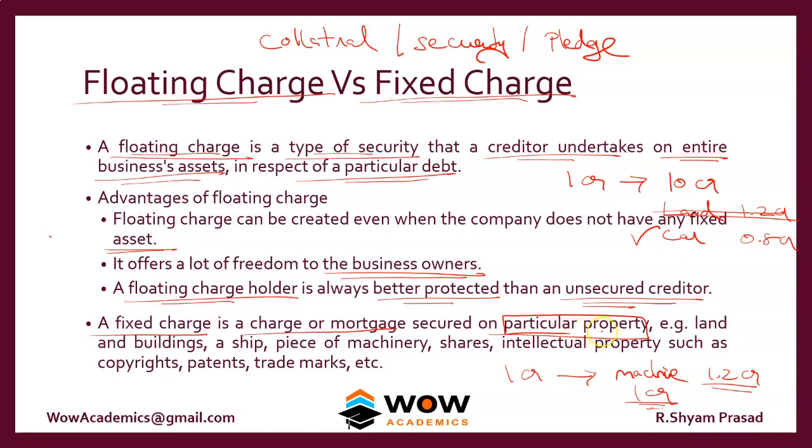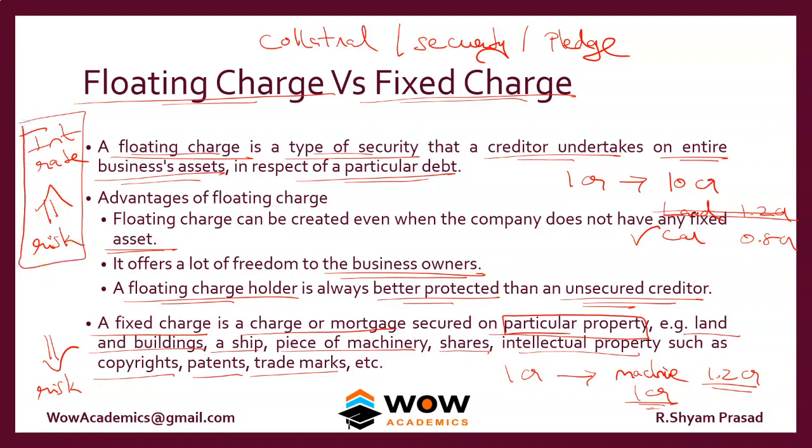It is always made on a particular property such as land and buildings, a ship, a piece of machinery, shares, intellectual property, copyrights, patents, trademarks. So a fixed charge is on a particular asset. Please remember this. And we can also say it like this, in terms of interest rate, the floating charge holder will get a higher rate of interest, and a fixed charge debt holder will get a lower rate, because the risk is higher here, and the risk is lower here. So interest is always linked with the risk.